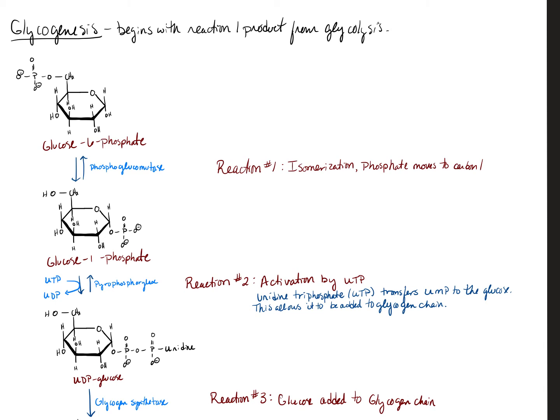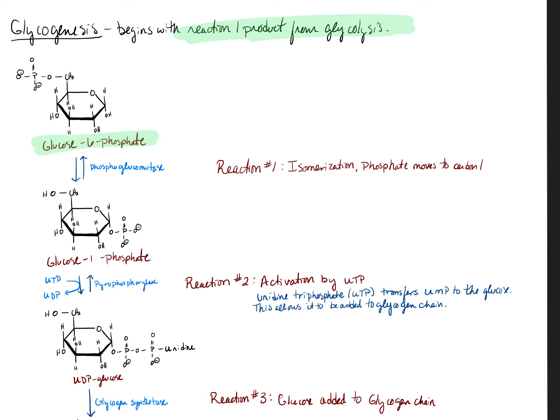So here's how we go through glycogenesis. This is going to begin with the reaction of the first product from glycolysis. If you have a buildup of this, remember that's part of how your enzyme slows down with glycolysis. That's one of the last things we talked about to make sure that glycolysis is going as quickly as possible. So what we start with is glucose 6-phosphate, which is the product from step 1, right?